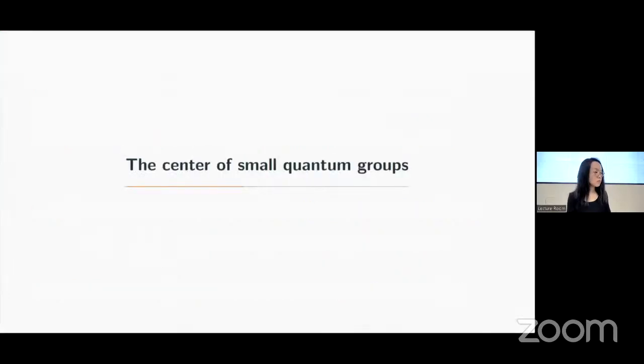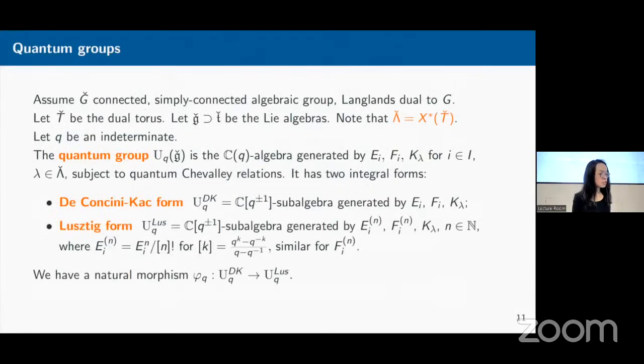Now let's go to the quantum groups. For the quantum groups, I will take G check to be a connected, simply connected algebraic group, which is Langlands dual to G. And then I take T check to be the dual torus. And so note that lambda check was the cocharacters for the torus before, and now it becomes the characters of the dual torus. And the quantum group is the quantization of the enveloping algebra of G check. So it's a C(q)-algebra generated by Chevalley generators and subject to quantum Serre relations. What is important to us is that they have two integral forms.